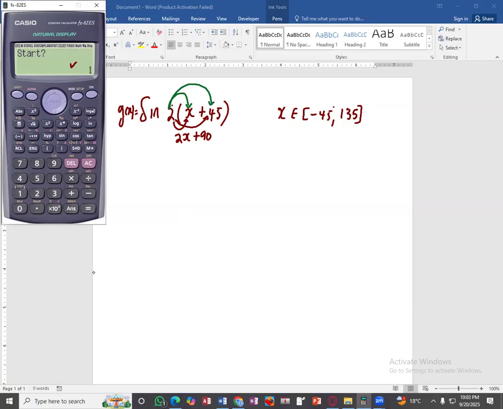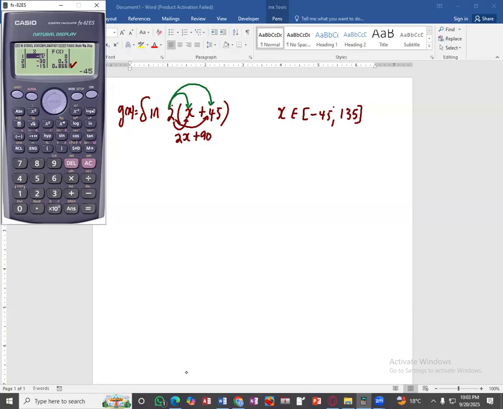Then you say equals to. Where do we start? We still start at minus 45. And where do we end? 135. Well, what is your step? Step always 15. Boom. We have all the information we need to sketch the graph.